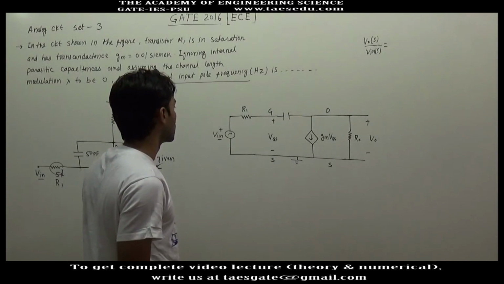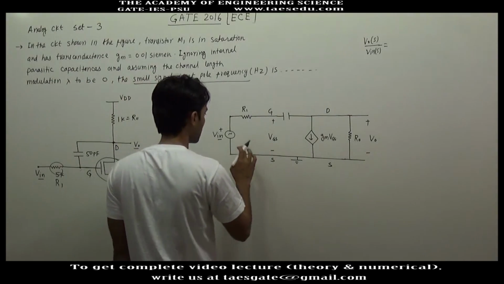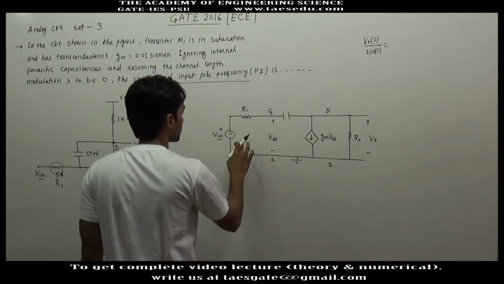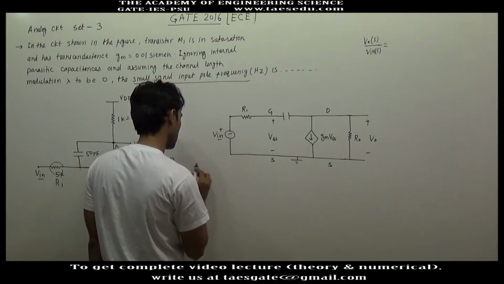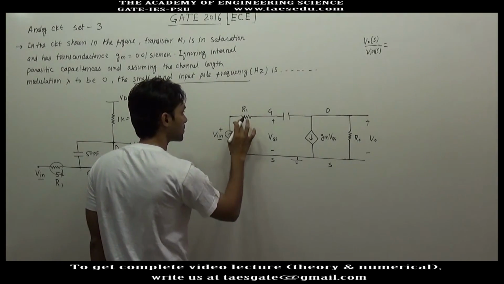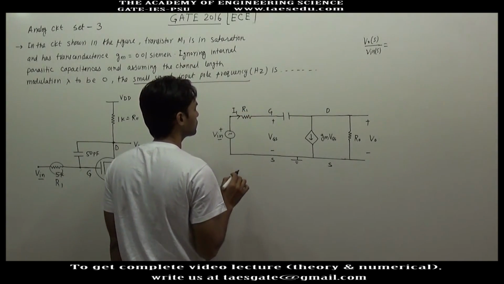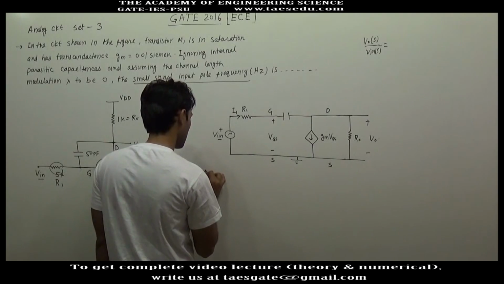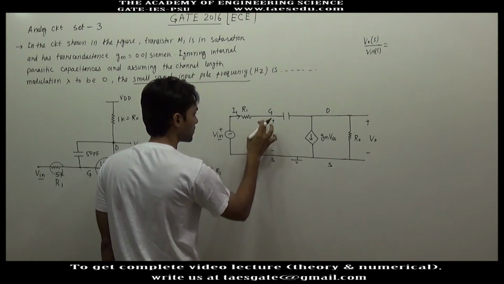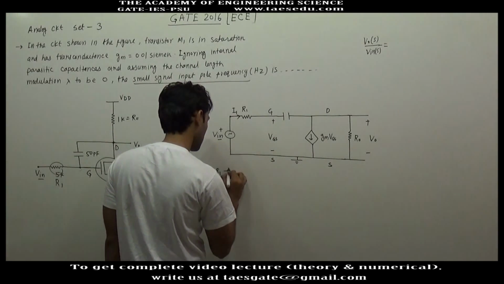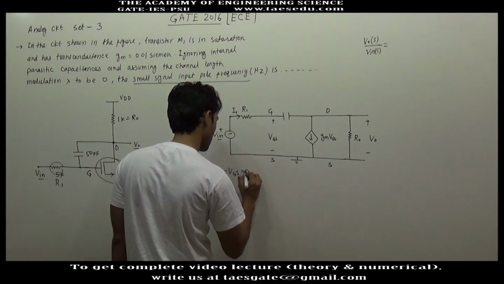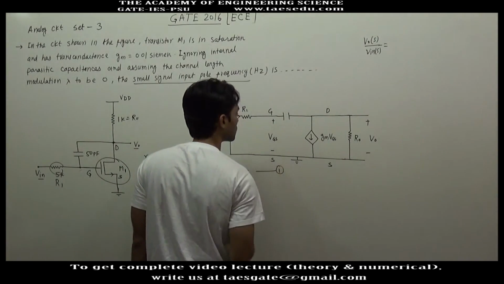So we will write down the equations. First we will write down this equation. In this loop, here you have a gain of input voltage. Let's say this current is I1. So V input minus I1 R1, and here you have a drop of VGS minus VGS equal to 0. This is first equation.